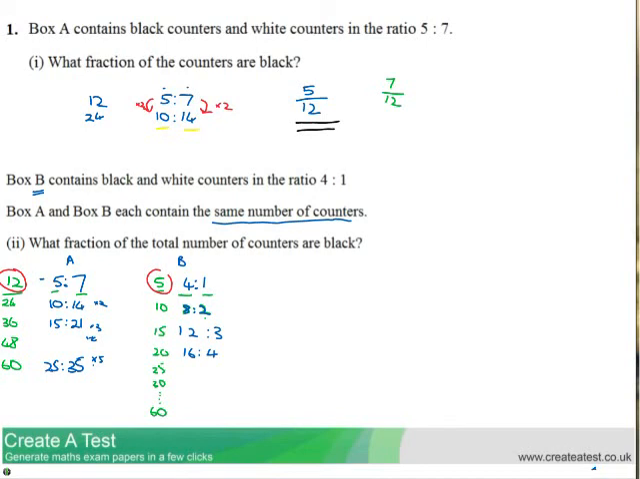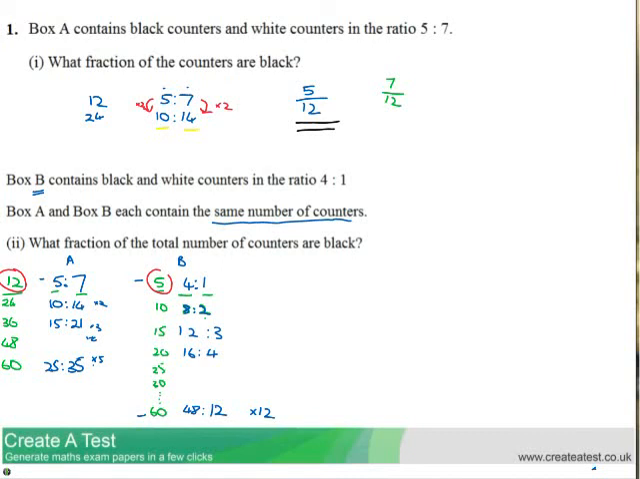equivalent fraction to 5 to 7, but now we have a box with 60 counters. Now if we do the same on the other side, and we think about how would you get from 5 to 60, well, if we had 5 counters and we want to get 60, we'd have to times by 12. So down here, we're going to have to times the ratios by 12 to get an equivalent ratio of 48 to 12. And we've got an equivalent ratio.